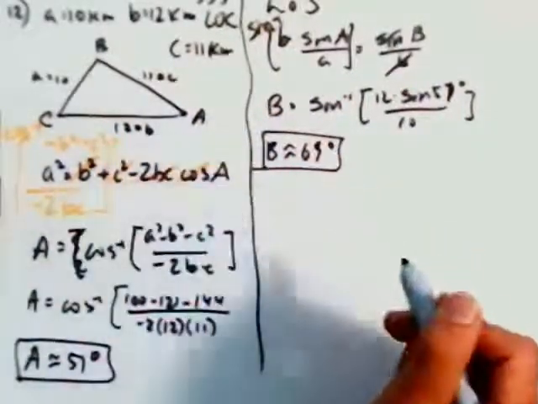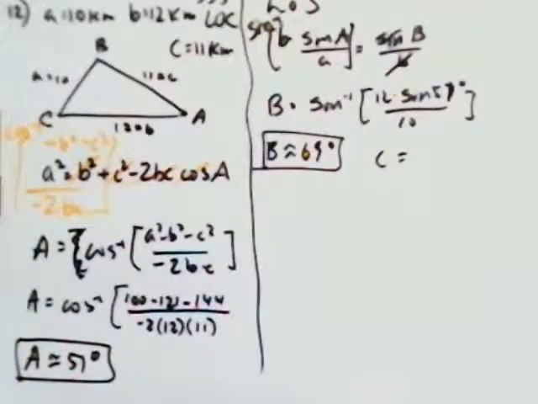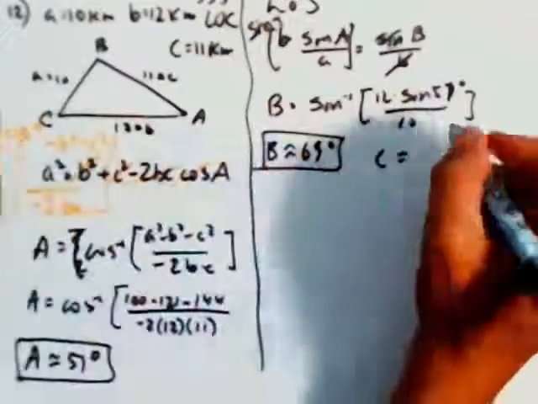And then we can find out what little c is. Big C, the angle C, we take 180, subtract 51, subtract 69, and we should get 60 degrees.